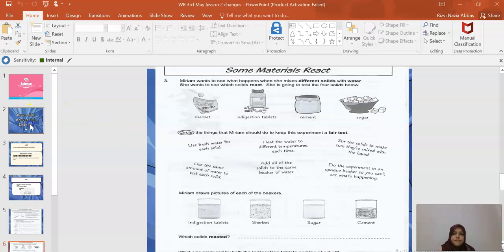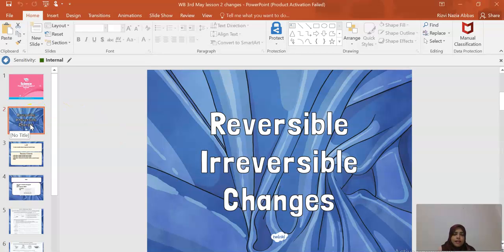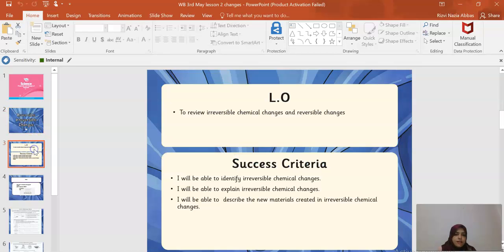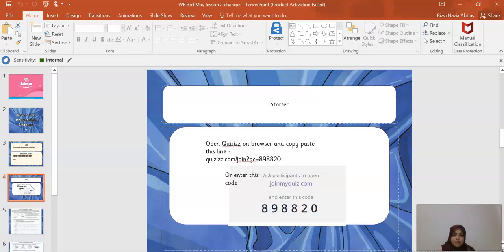Good morning, year 5. It is our science lesson, and we are in the second lesson of this week beginning 3rd May. In the last lesson we saw reversible and irreversible changes and chemical and physical changes. You compared the two. Today we are going to review the chemical and the physical changes that we studied in the previous week. So the starter activity, if you are on Teams with me, we'll do it on Teams.